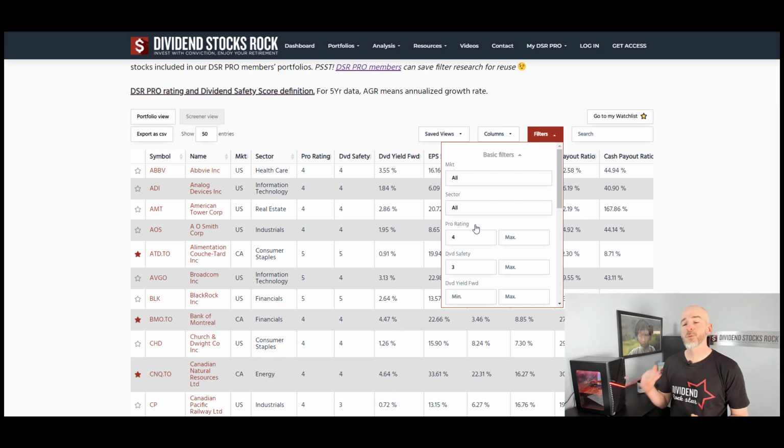So you set up your minimum for the prorating as 4. You just want to have companies that at DSR we really like, and with a dividend safety score of 3, meaning that the dividend increase will be at least to match the inflation. Obviously we're not talking about matching current inflation at 7, 8, or 9%, but rather a low single-digit number between 1 and 5%.